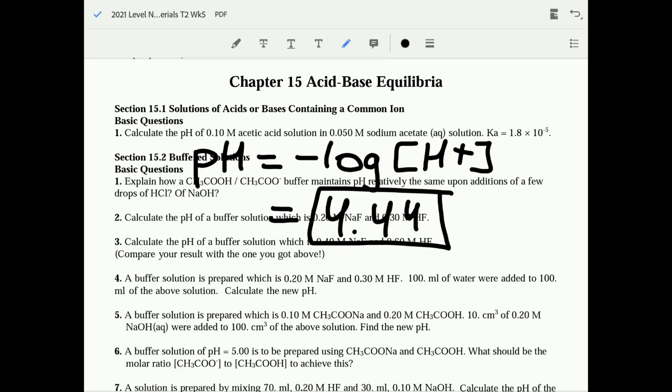So basically, whenever you have the common ion, we consider the acid dissociation reaction, right? Obviously, if it's a weak acid, it's going to be reversible arrows. If it's strong, the reaction goes to completion.